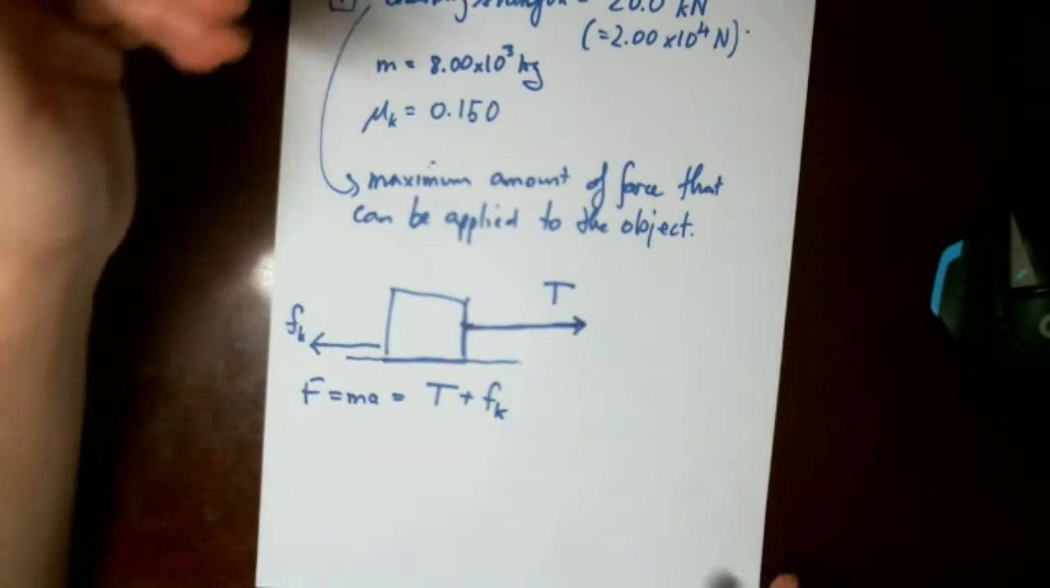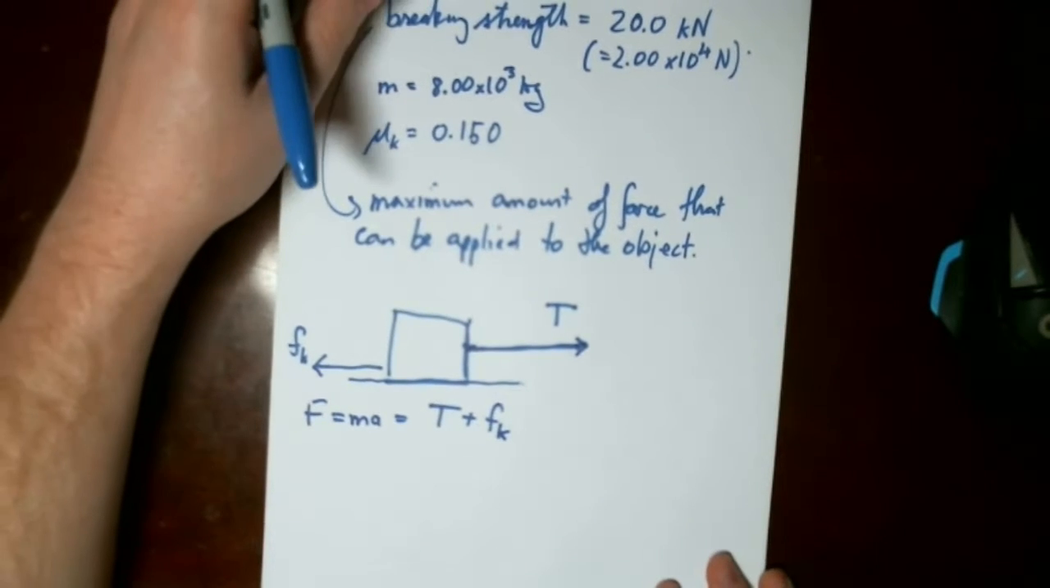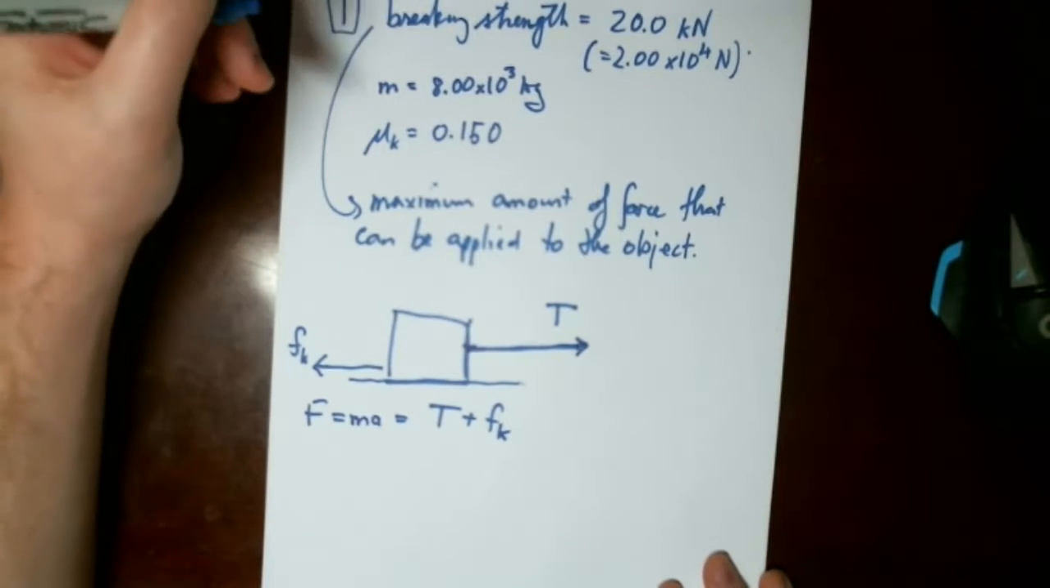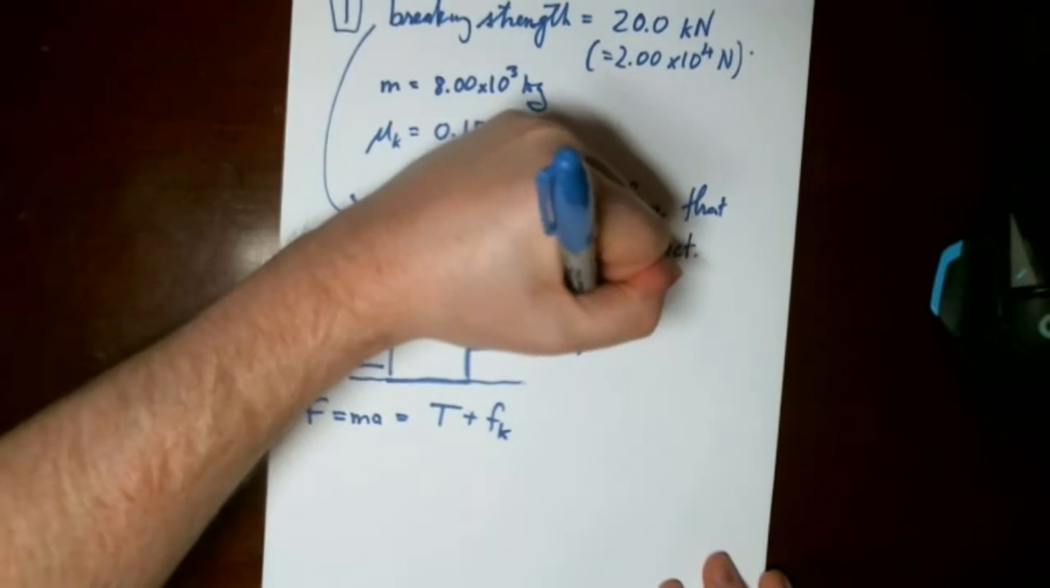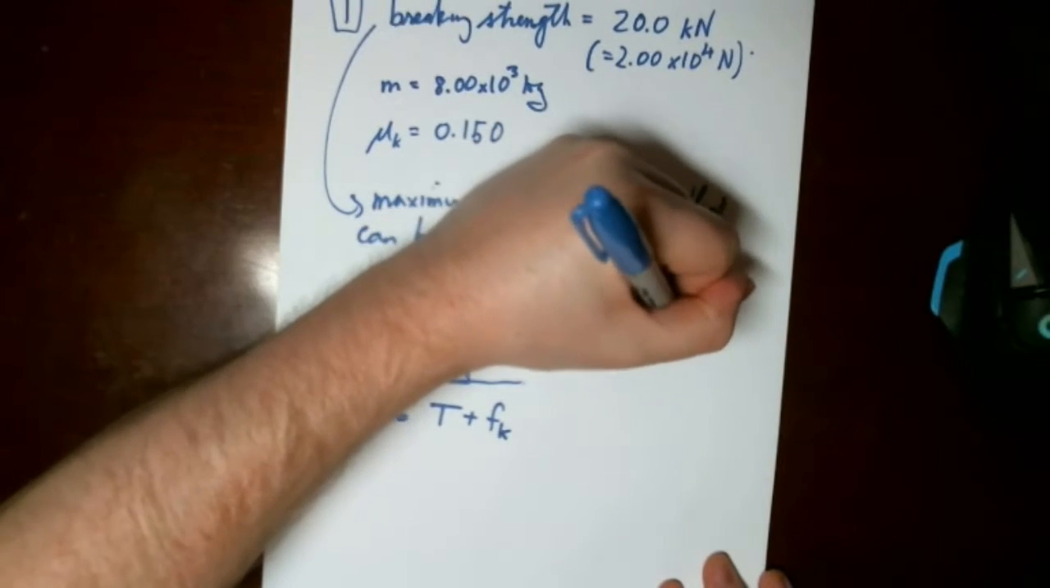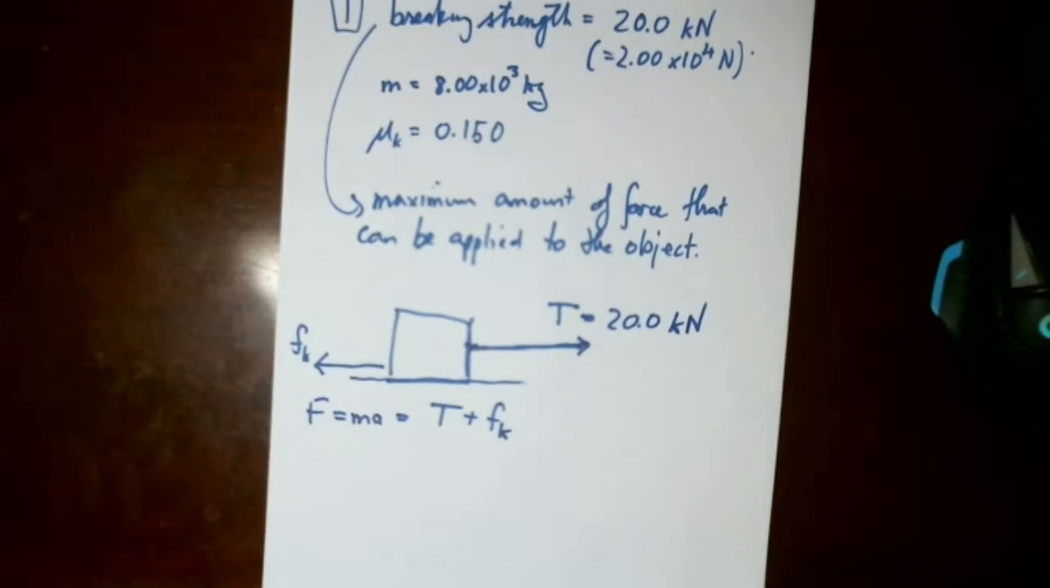If we want to find the maximum acceleration, then we know that the tension has to be 20,000 newtons. If we go over this, it'll break. So if we assume that the maximum amount of force that we can apply is 20,000 newtons, then we want to find exactly what the acceleration is if we put that force onto the steel cable.